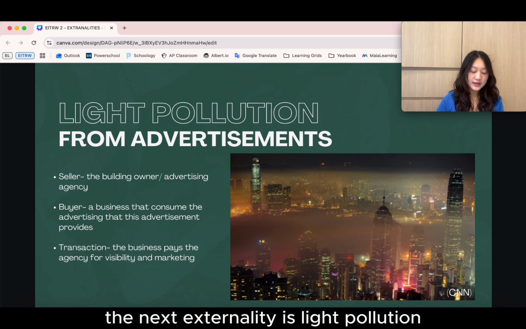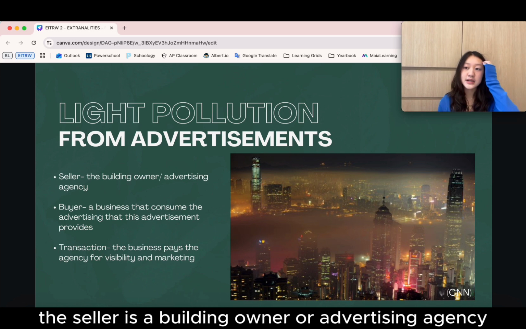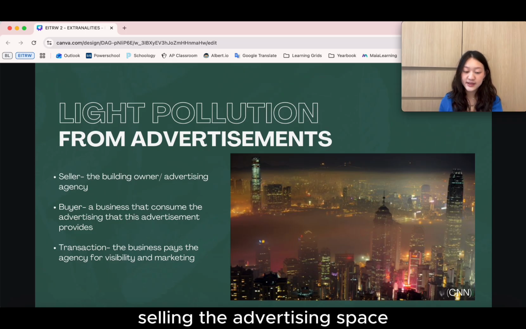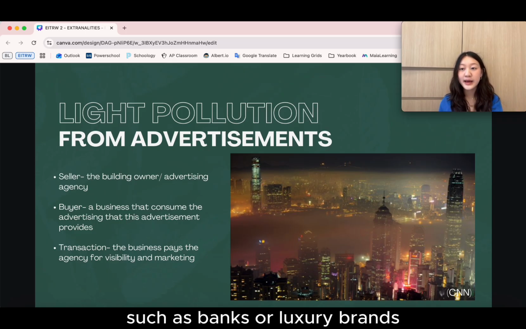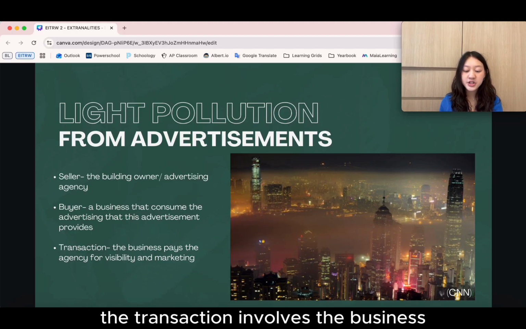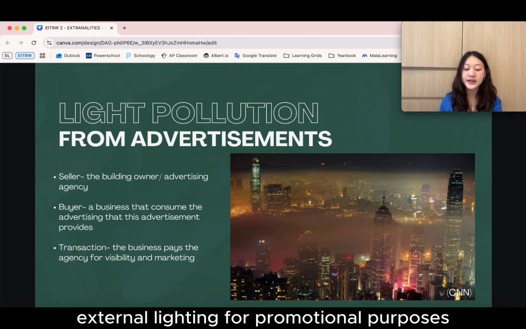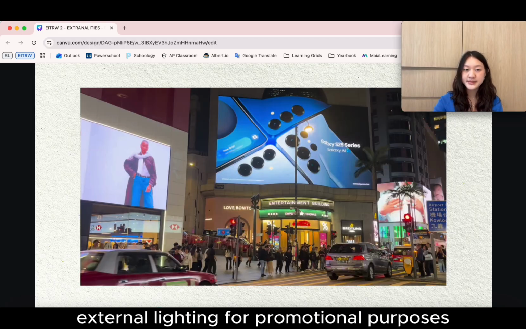The next externality is light pollution. For this one, the seller is the building owner or advertising agency selling the advertising space. The buyer would be a business such as banks or luxury brands that consume the advertising that this advertisement provides. The transaction involves the business paying the building owner or advertising agency for visibility and marketing, which results in the seller having to operate bright external lighting for promotional purposes.